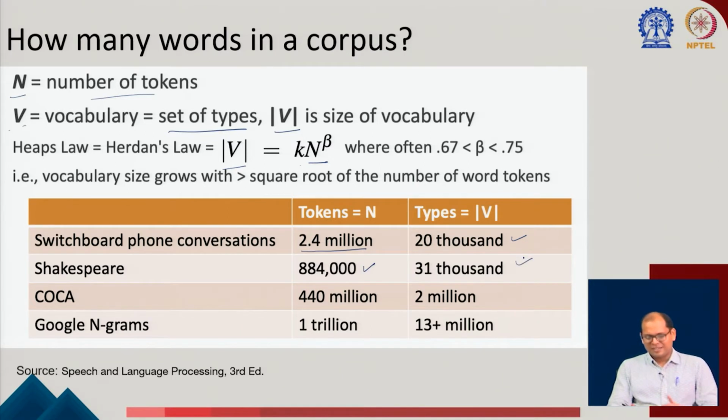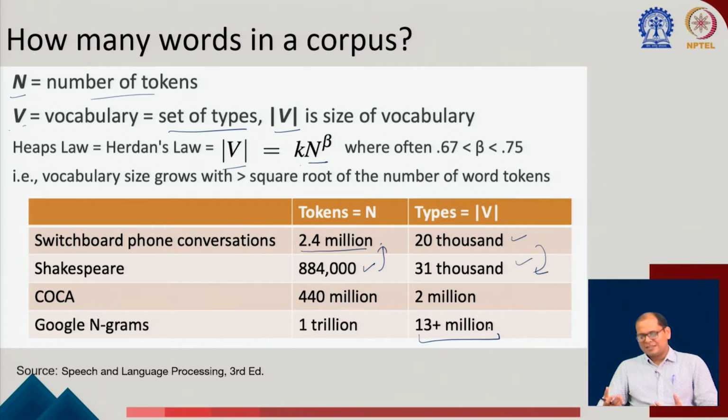You see, Shakespeare's data is smaller than the Switchboard conversation, but it uses a much larger vocabulary, right? That's why he's also very famous, he has a very large vocabulary. And then there are other corpora like the COCA corpus and Google Ngrams. You see 13 plus million. This is vocabulary. So that means there are 13 million plus types, unique words. So that means they're huge.